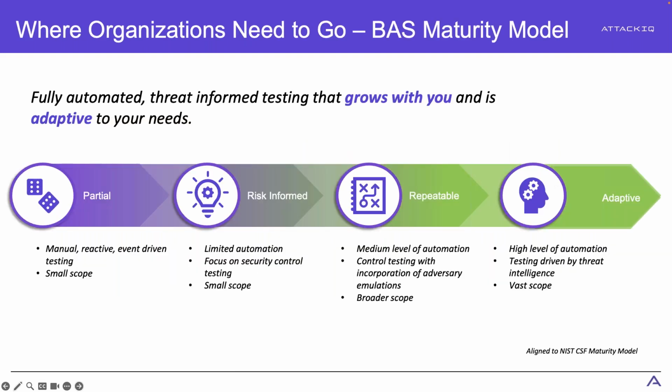So now, how do you get to a place where you're validating the efficacy of your security controls, doing it continuously, and doing so in a way that's not breaking your budget? You can think about this on a maturity spectrum. And fundamentally, it's about starting with the testing objectives that your organization has, automating, expanding your testing, and incorporating knowledge of threats to guide the testing that you're doing. That is, you want an automated, threat-informed approach to your testing that is both adaptive to your unique needs and grows with you as your organization matures.